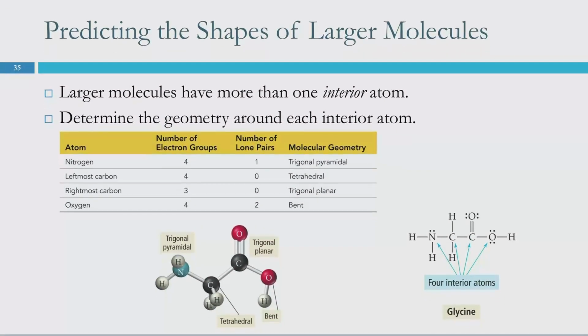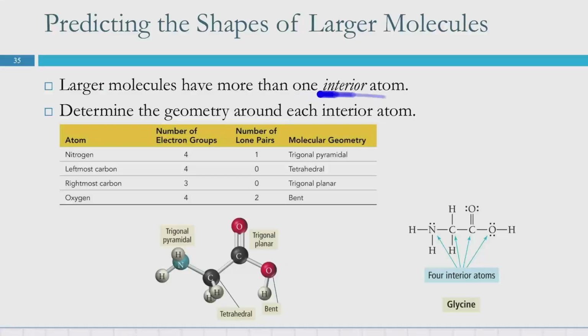If we're determining shapes for larger molecules, they're going to have more than one interior atom, so we would have to determine the geometry around each of the interior atoms, and we'll talk about that starting next class.